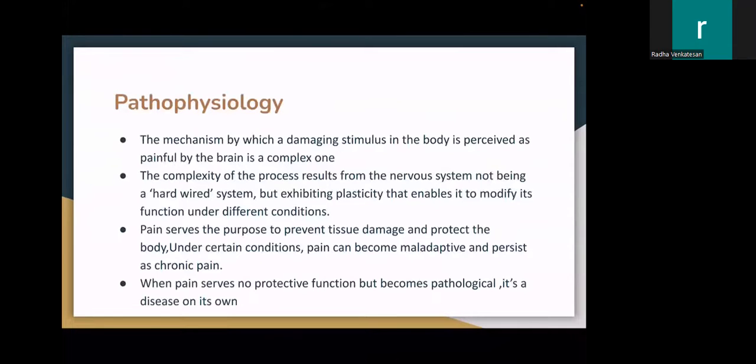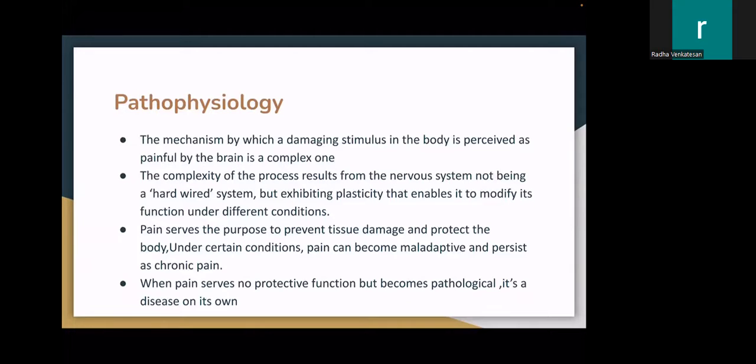Next comes the pathophysiology. Why is this so complex? We are going to reduce everything and find out why and how, so we will be able to understand. The mechanism by which a stimulus in the body is perceived as pain by the brain is a complex one. The complexity of the process results because the nervous system is not a hardwired system, but exhibits plasticity that enables it to modify its function under different conditions.